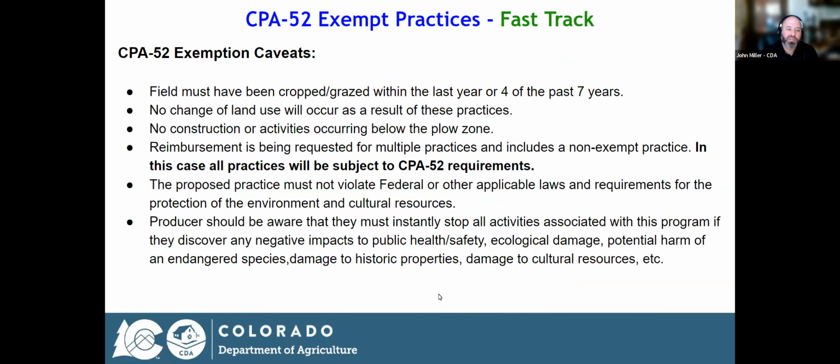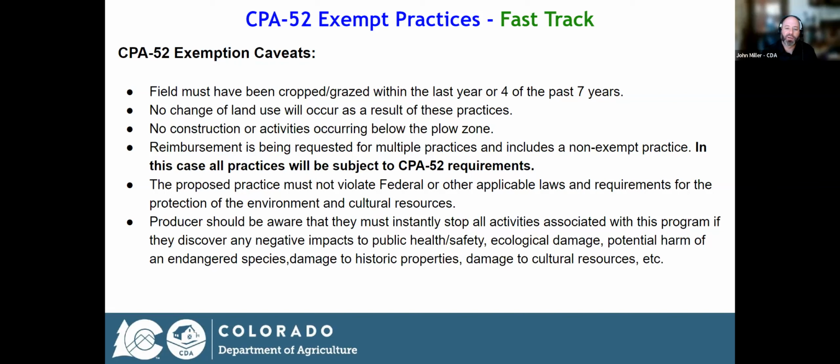There are some caveats to the CPA 52 exemption. In order for people to stay on this fast track, their field must have been cropped or grazed within the last year or 4 out of the past 7 years. So in other words, they can't be sod busting. It has to be a crop system that's already been happening last year or 4 out of the past 7 years. They can't be bringing new ground into this. No change of land use will occur as a result of these practices. There will be no construction or activities occurring below the plow zone.